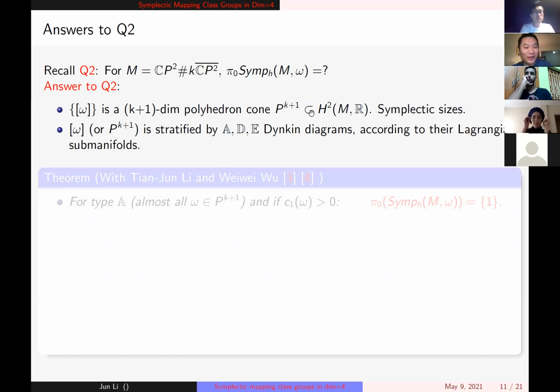And in particular, we want to stratify this P_{k+1} by ADE Dynkin diagrams. Okay, so if you wonder where these ADE Dynkin diagrams come from, they come from the intersection pattern of Lagrangian spheres.